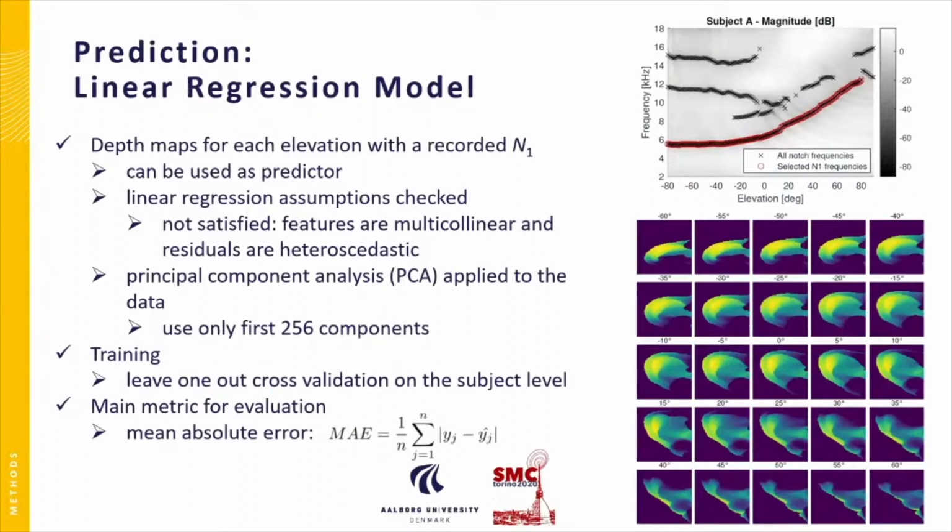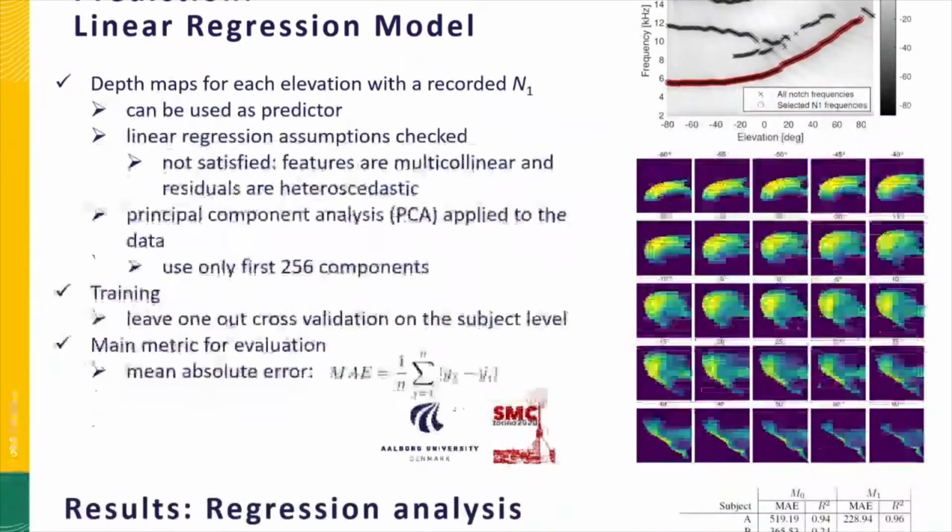The training was carried out with a leave-one-out cross-validation on the subject level, meaning that when evaluating the regression for test subject A, the training is performed on the data from all the other 16 subjects, and so on when changing the subject. The main metric for evaluation was the mean absolute error.